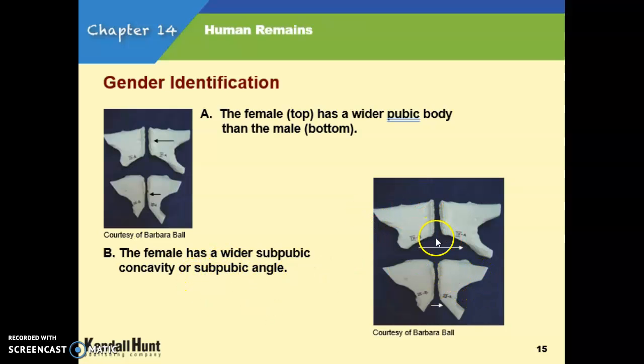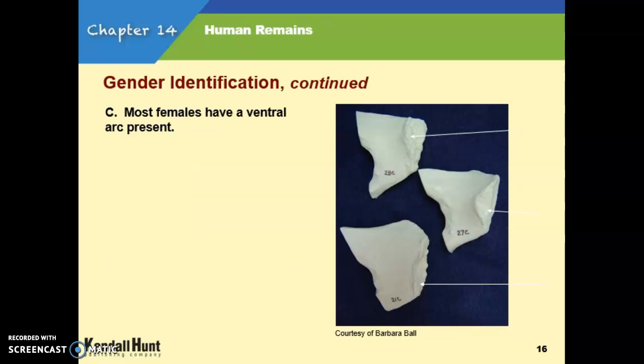So if you look at the angle here, okay, these are bones of the pelvis. You can see the angle right here is much wider than the angle right here, which is a little less than 90 degrees. All right, and the last thing on the pelvis is that most females have a ventral arch or a ventral arc. Okay, and you can see that here.